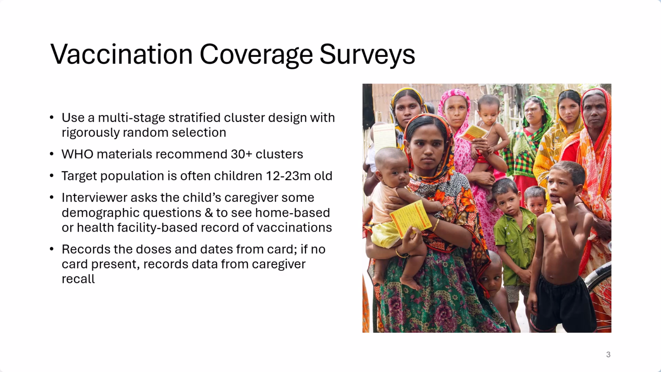We visit the home, ask the caregiver some questions, and ask to see that child's immunization card, the home-based card, which you can see here in the hands of these moms. This is the day in Bangladesh when these kids receive their cards, and they should be kept by the caregiver in the home. And if the caregiver doesn't have it, then we ask them to recall what doses the child might have had. And in some cases, we go to the health facility to look up the child's record to learn what doses they have and have not received.